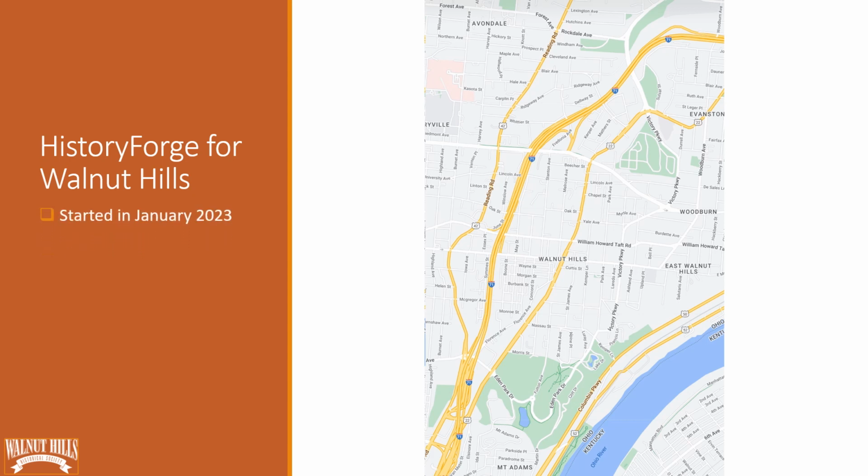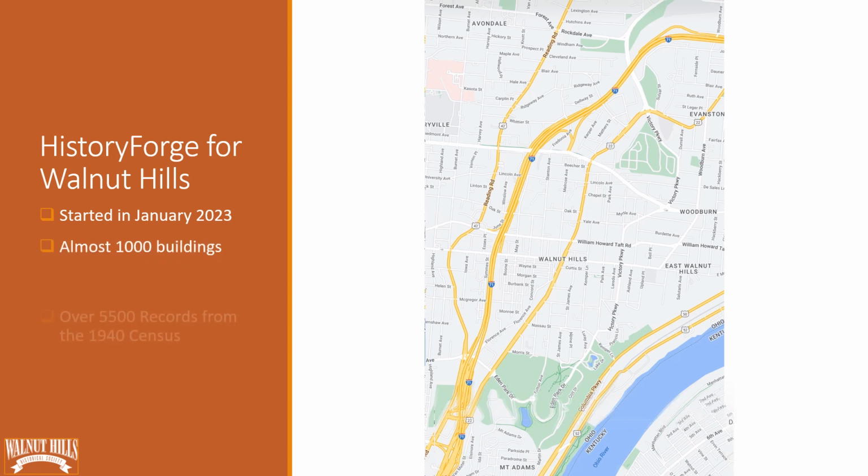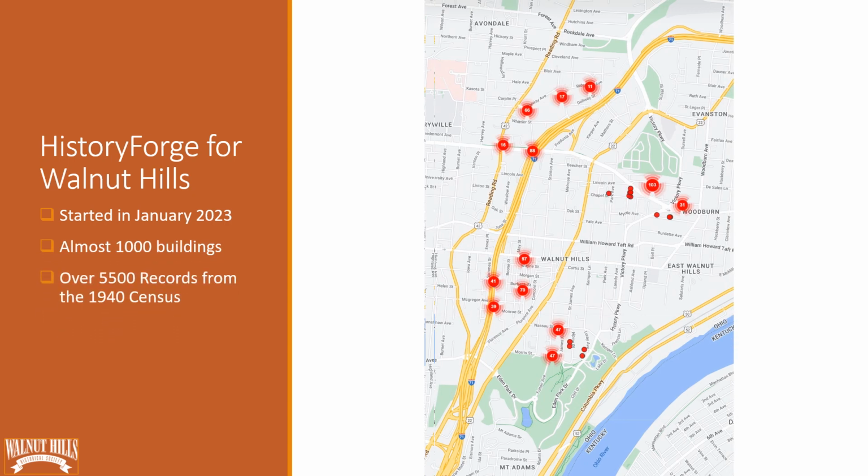So far, we've loaded almost 1,000 buildings and over 5,500 records from the 1940 census. As a comparison marker, probably our neighborhood contained 20 to 25,000 people at that time. But for each of these 5,500 records, we have information about who lived in our neighborhood in 1940. We know their names, gender, race, occupation, place of birth, and much, much more.